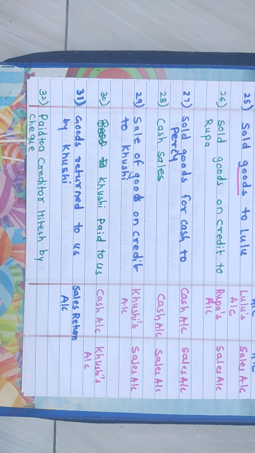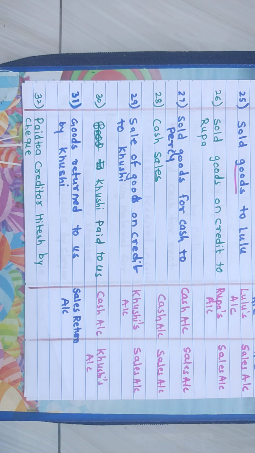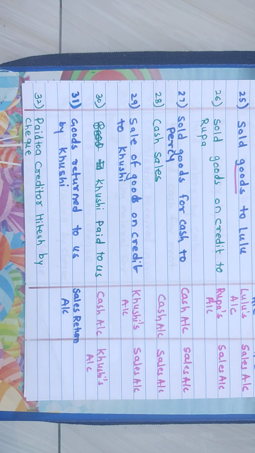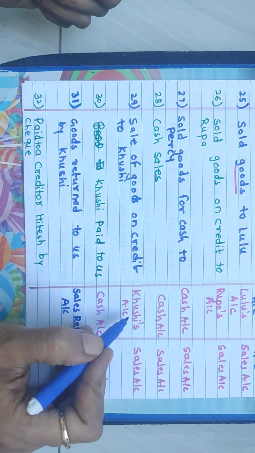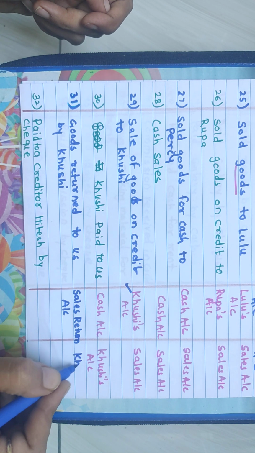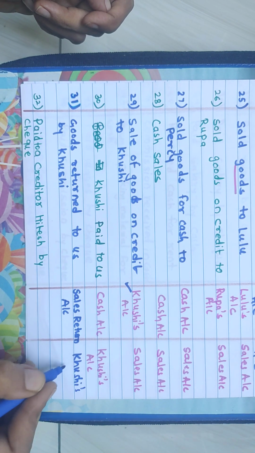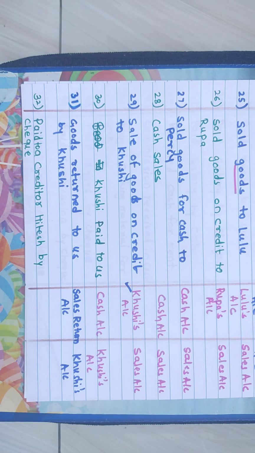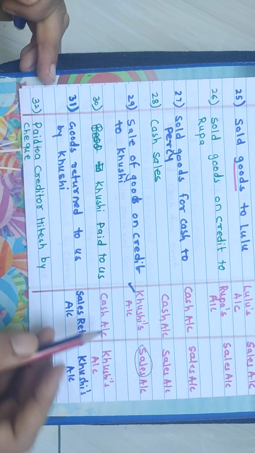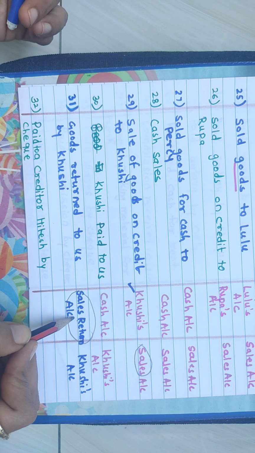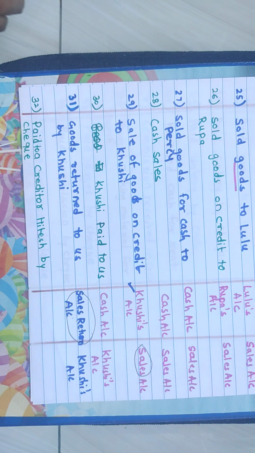See, when we sold goods to her, her account, Khushi's account, is debited. But when she is returning us some goods, okay, goods returned to us by Khushi, her account will be credited. So Khushi's account is credited. See student, always remember, sales account comes on the credit side and sales return comes on the debit side. Okay, instead of sales return you can also write return inward.